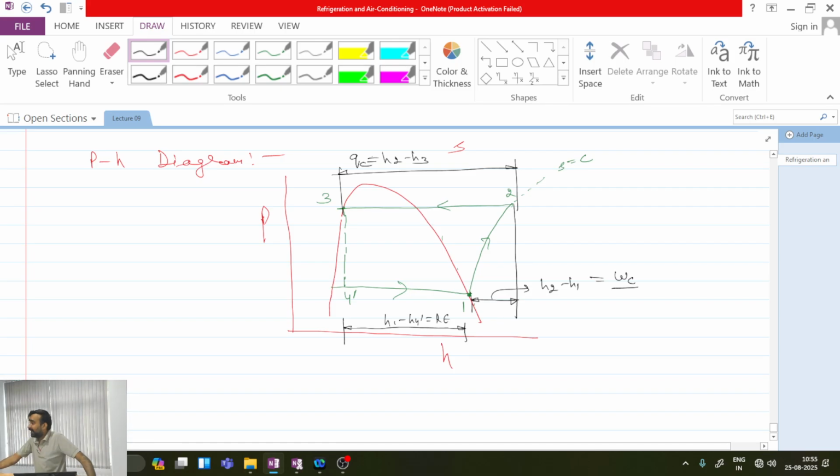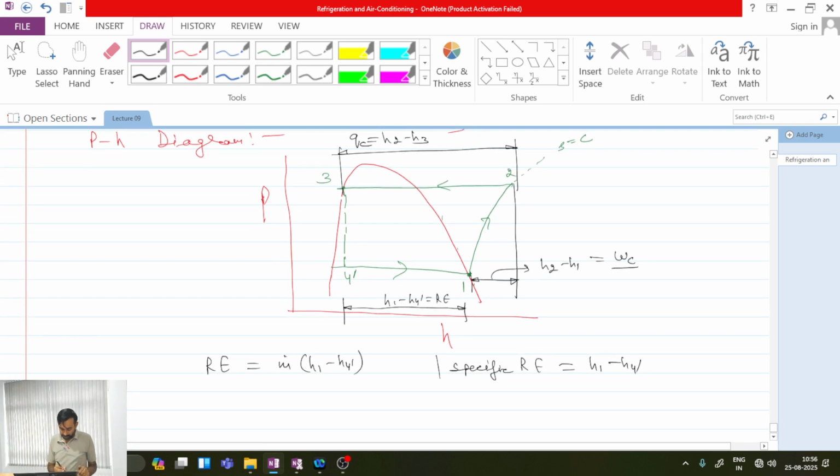So it means that if you work with the pH diagram, then your analysis of the cycle becomes quite easy. Is this one clear? Because simply the projection of the line length on the x-axis will give you all your important required parameters. Along with this, my refrigeration effect is m dot into h1 minus h4 dash. Specific refrigeration effect is what? h1 minus h4 dash. There is one more term which is called volumetric refrigeration effect.